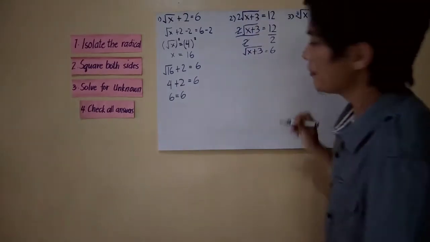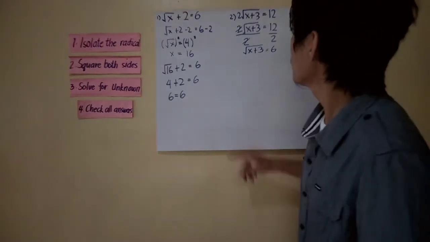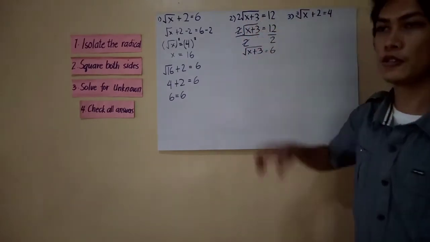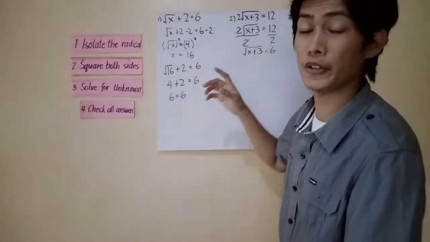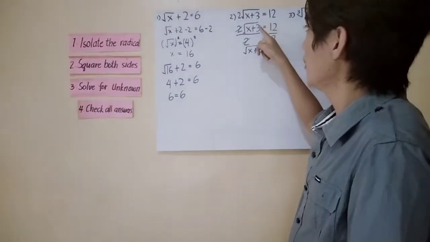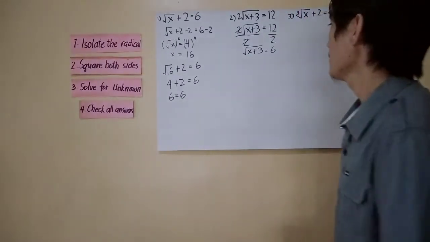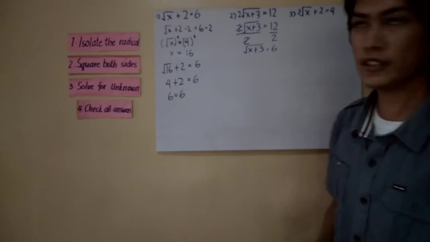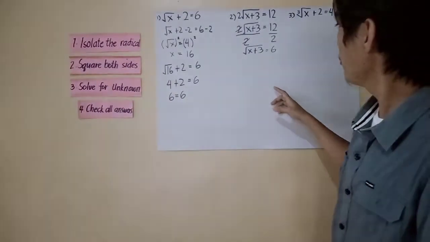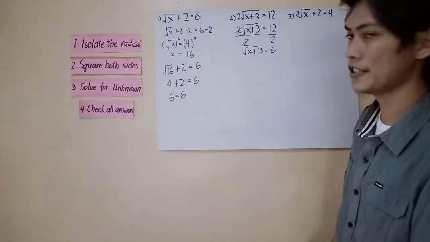So why divide both sides? Because 2 is multiplied to the square root of x plus 3. When you want to transfer a constant that is multiplied by a variable, you must always divide both sides by 2. That's why we divide both sides here. Now we have isolated the radical. We have left square root of x plus 3 on the left side and 6 on the right side.